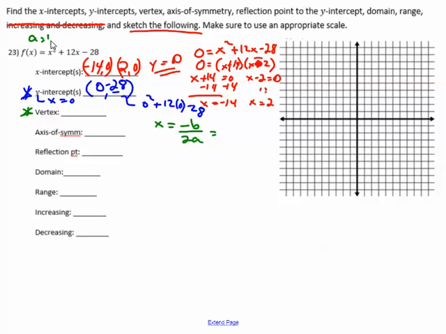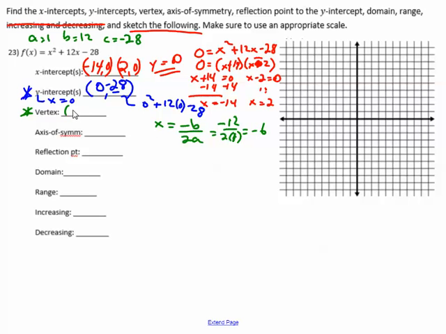A equals 1, b equals 12, c equals negative 28. I'm just pulling out numbers: here's my a, here's my b, here's my c. Signs go along with the coefficients. I'm plugging in numbers now. Negative b is negative 12 over 2 times a. 2 times a is 2. Negative 12 divided by positive 2 is negative 6.